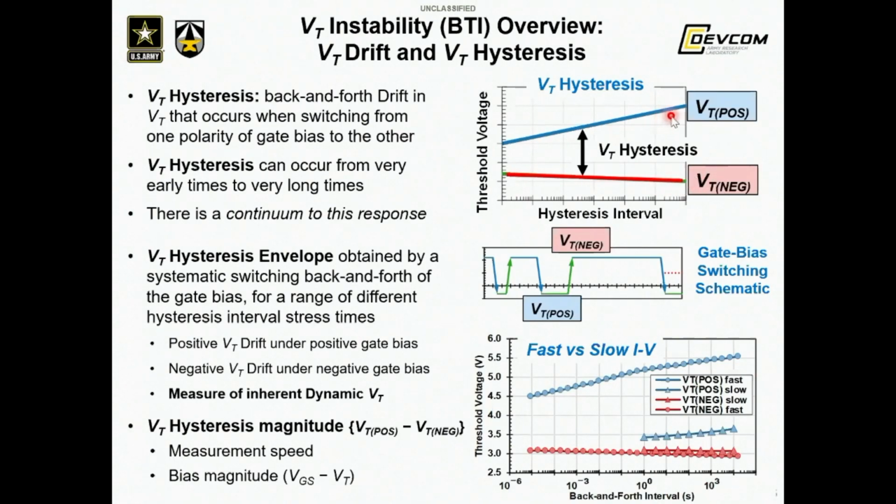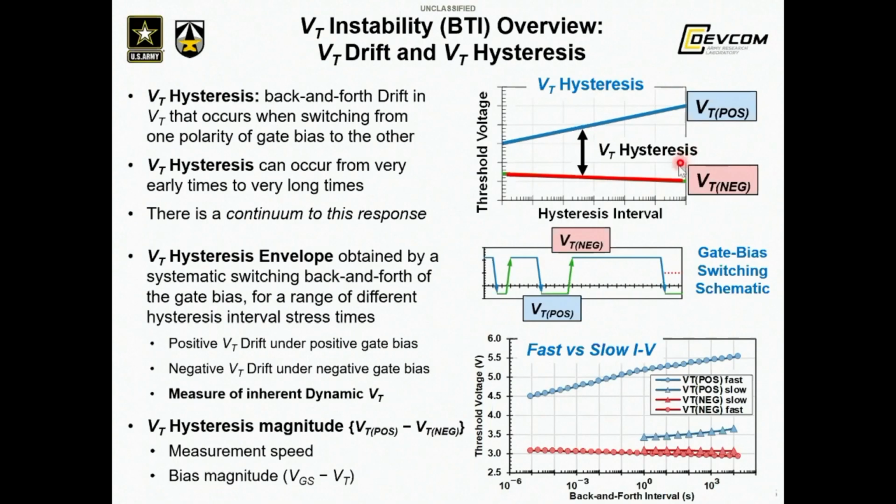So you get a positive VT drift under positive gate bias. We call that high side VT pos. And we get a negative VT drift under negative gate bias, and we call that VT neg. And again, this is a measure of the inherent dynamic threshold voltage effect in silicon carbide MOSFET devices.